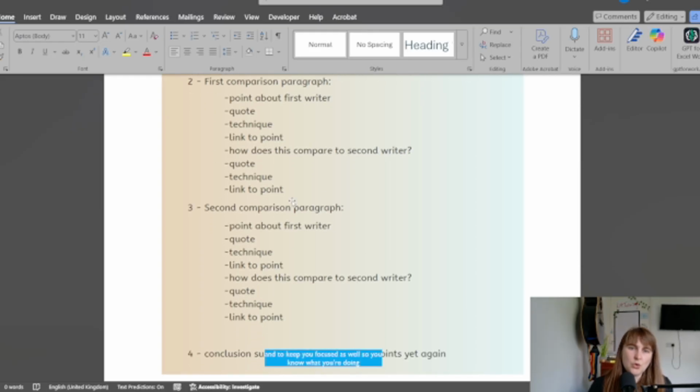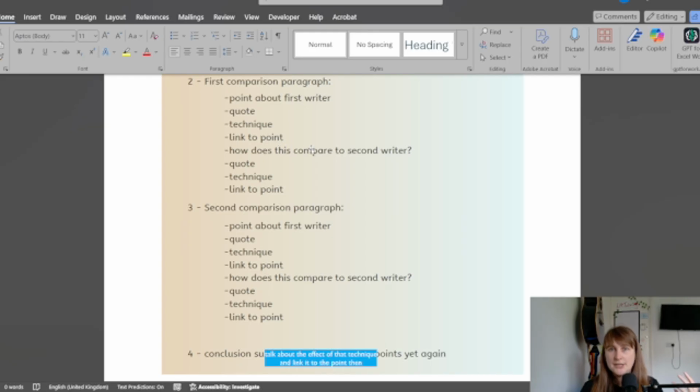And then you'd have 2 comparison paragraphs, but they're analysis comparison paragraphs, so they're really long paragraphs. You might even want to split them into maybe a couple of paragraphs each, but you don't want to almost speak about the text separately, so it's probably safer to do them as whole paragraphs. So the structure would be, you make a point about the first writer, so about what they think. You back that up with a quote. You give me a technique, you talk about the effect of that technique and link it to the point.